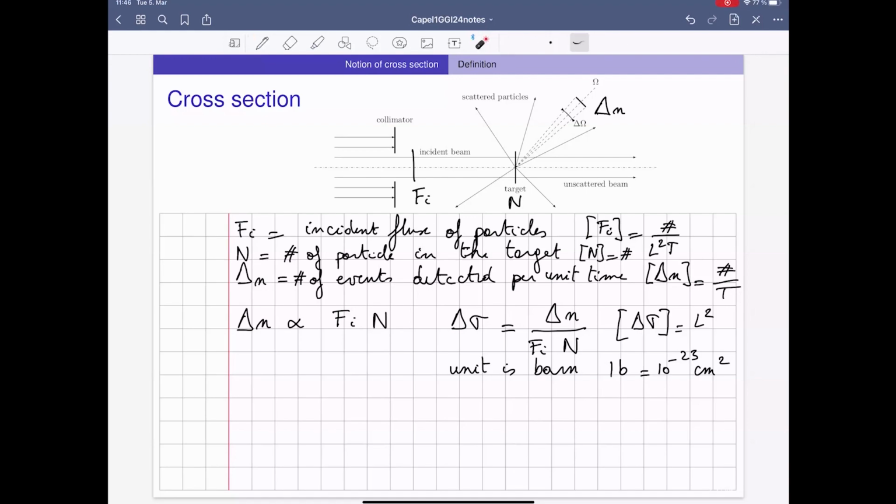Now the thing is, because what you do is you measure this as a function of the scattering angle, the important notion is the notion of differential cross section. So as in the direction omega, and this is basically the limit for delta omega going to zero.